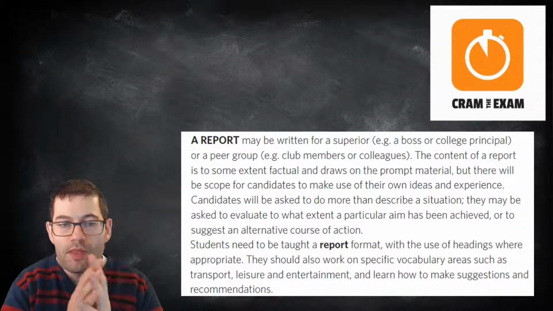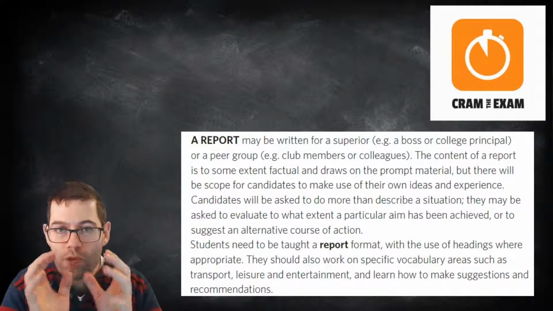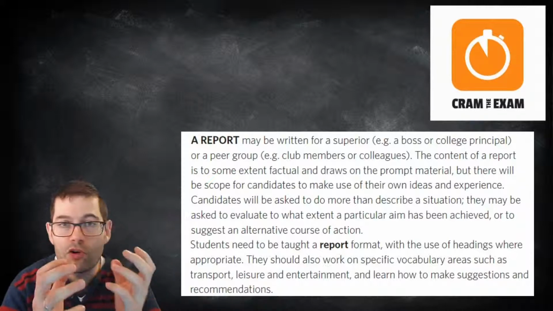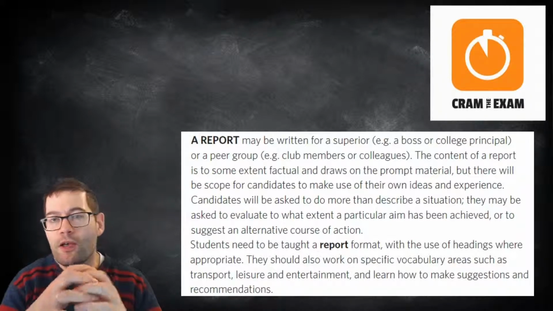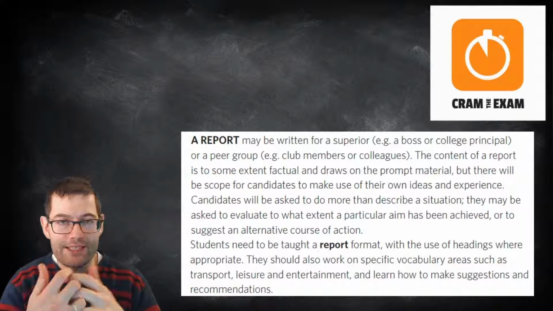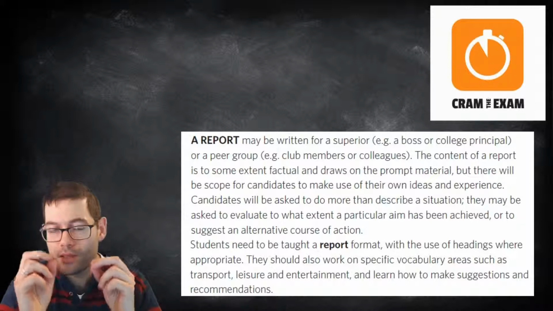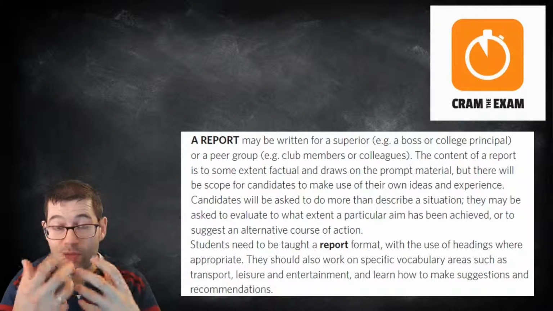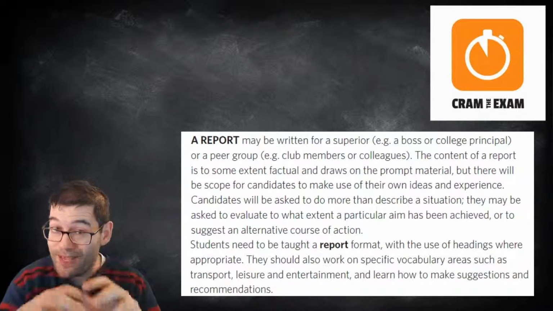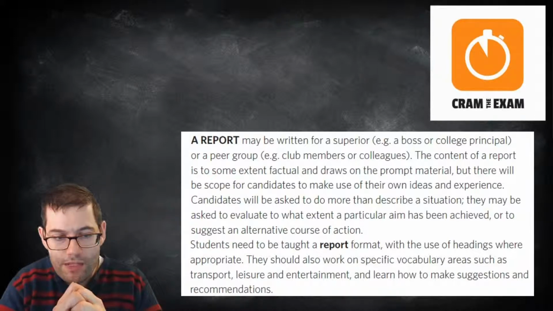Candidates will be asked to do more than describe a situation. They'll be asked to evaluate to what extent a particular aim has been achieved or to suggest an alternative course of action. So whereas the FCE is very much more pro-con, which is a description of what's going on, the CAE is much more of an evaluation of that same thing. So if you answer the CAE with pro-con, you're going to lose points. You're going to have to work with the information that you've got, or with your imagination, what information you can come up with which is applicable, and be able to evaluate that information, bearing in mind the question.